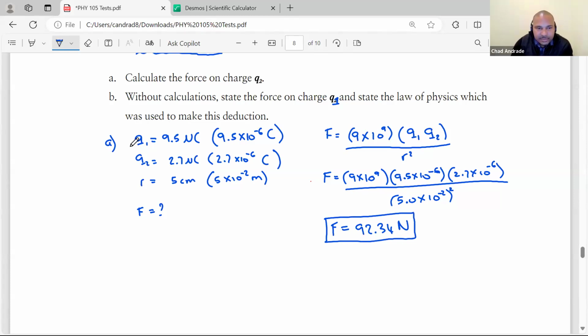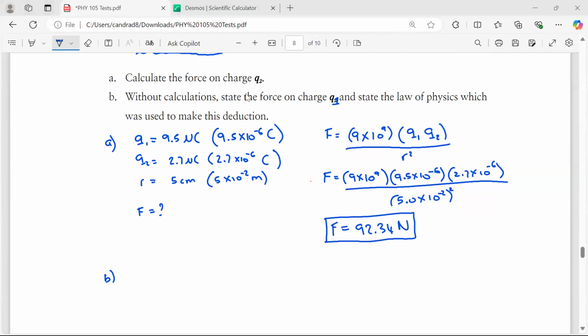And then part B, believe it or not, is basically saying that was the force on charge Q2. What would be the force on charge Q1? And it says, try to state the force on charge Q1 without any kind of calculations. Sorry, Joan, my bad.